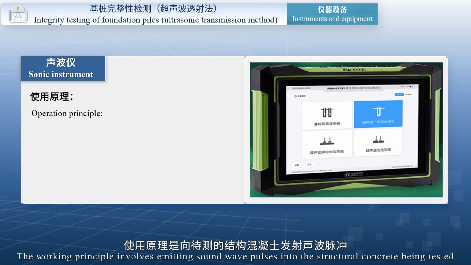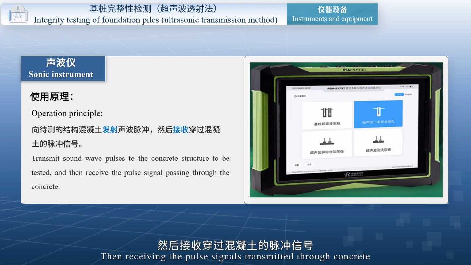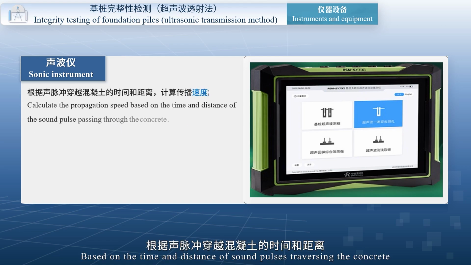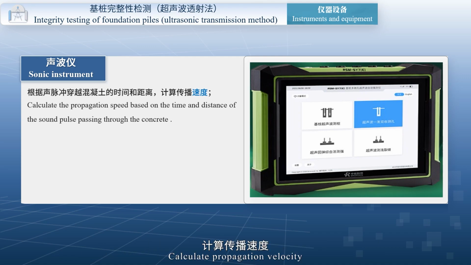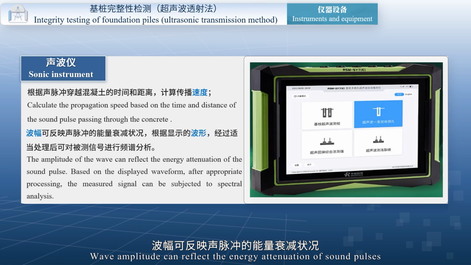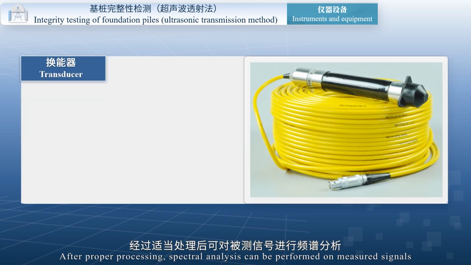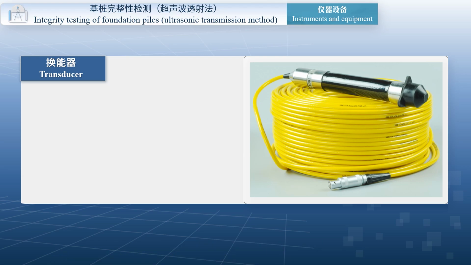The working principle involves emitting sound wave pulses into the structural concrete being tested, then receiving the pulse signals transmitted through the concrete. Based on the time and distance of the sound pulses traversing the concrete, calculate the propagation velocity. Wave amplitude can reflect the energy attenuation of sound pulses. Based on the displayed waveform, after proper processing, spectral analysis can be performed on the measured signals.